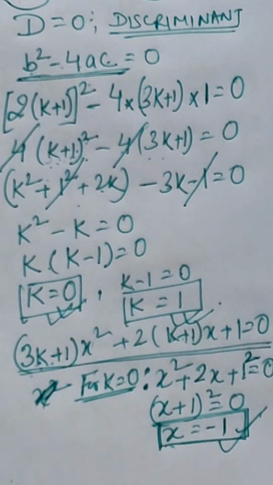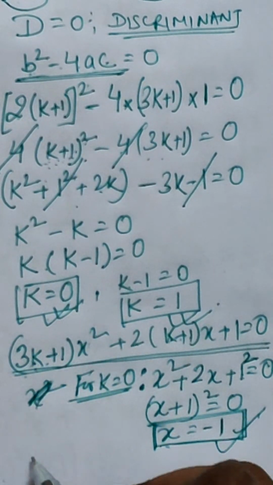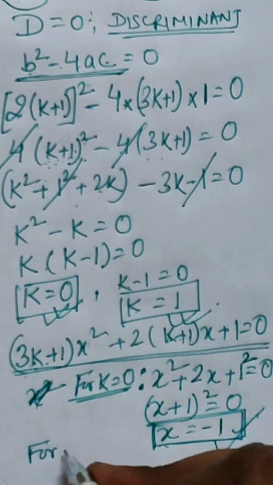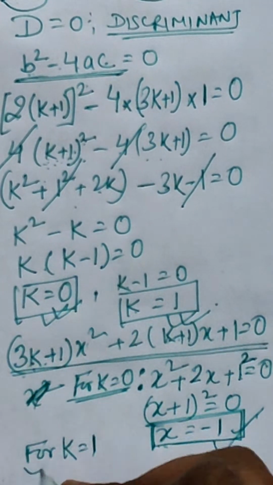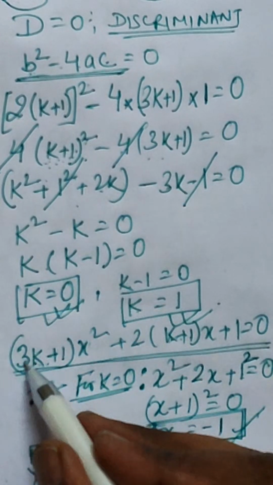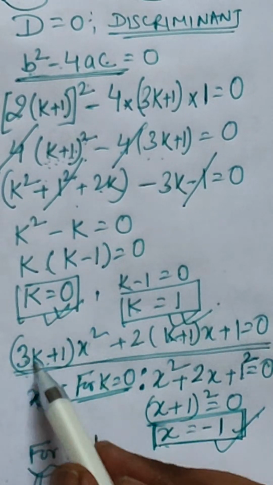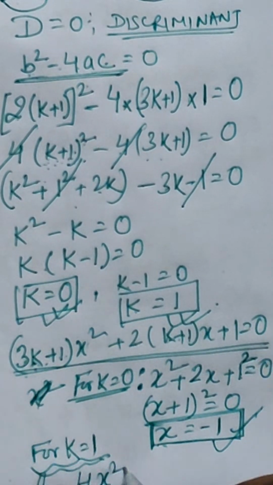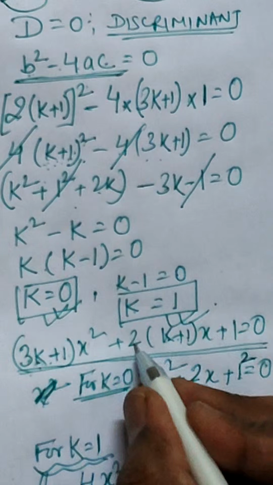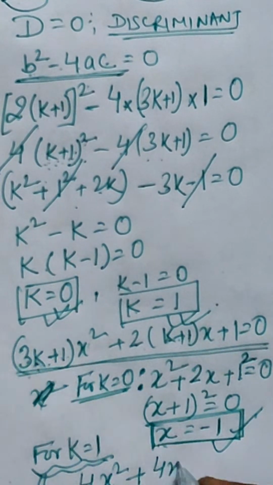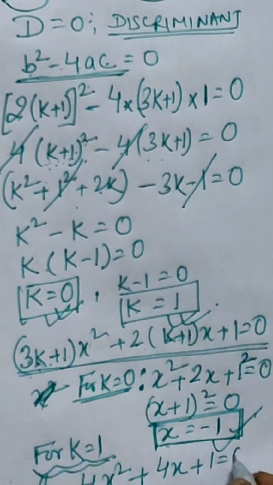Now what will be the quadratic equation when k equal to 1? For k equal to 1, the quadratic equation will look like this. K equal to 1, it will be 3 times 1, that is 3 plus 1, 4. So it will be 4 times x square plus 2 times k plus 1, which is 1 plus 1, 2. 2 into 2, that is 4x plus 1 equal to 0.